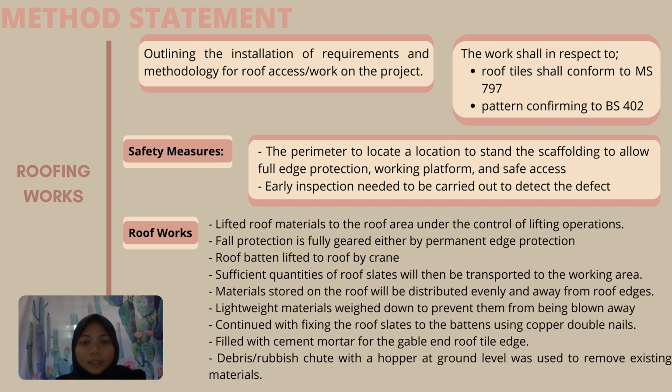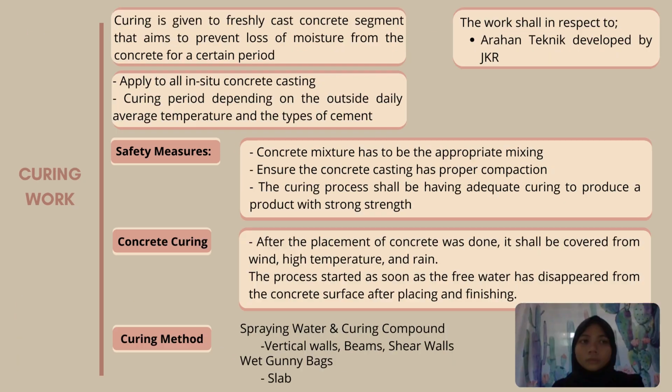Continued with fixing the roof tiles to the battens using copper double nails. Filled with cement mortar for the gable and roof tile edge. Lastly, debris or rubbish chuted with a hopper at ground level was used to remove existing materials. Okay, that's all for roofing works.